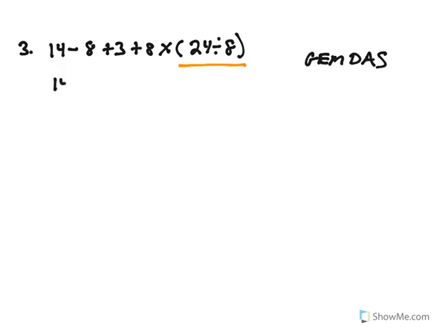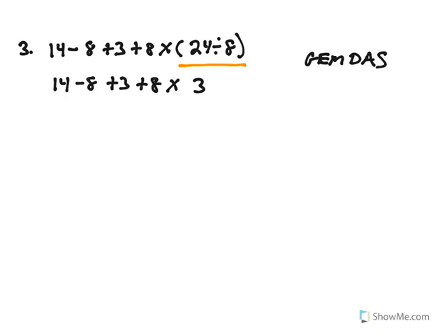So we're going to copy everything else down because we're not dealing with that yet. 24 divided by 8, that's just 3. And we drop the parentheses because we performed the division operation in those parentheses. So those are eliminated, and you read it from left to right again.